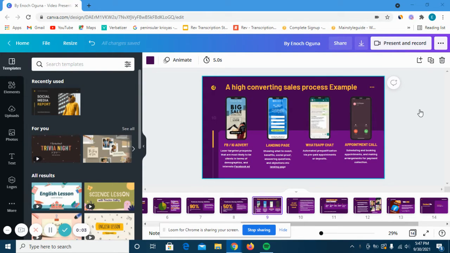All right, now we are in slide number 9, I think. Yeah. And so I'm going to be talking about what this sales process looks like. Now, this is what is actually happening when it comes to getting clients using Facebook ads, and this is what most of these businesses that I'm talking about are using.